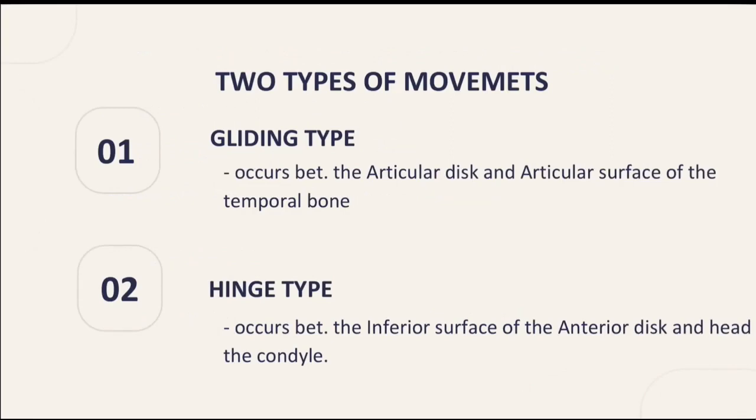The gliding type occurs between the articular disc and the articular surface of the temporal bone, and the hinge type occurs between the inferior surface of the articular disc and the head of the condyle.